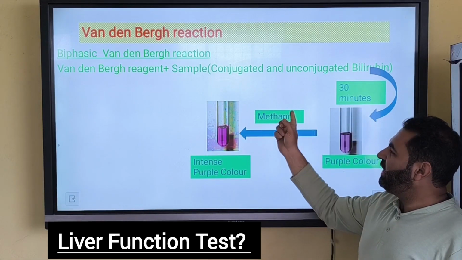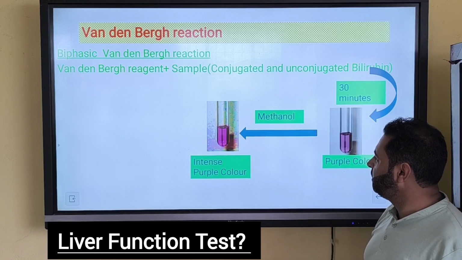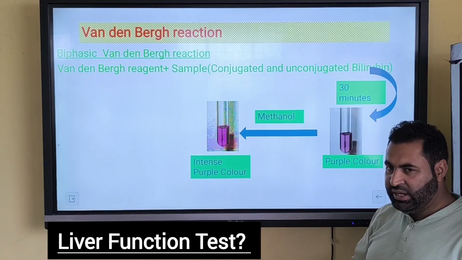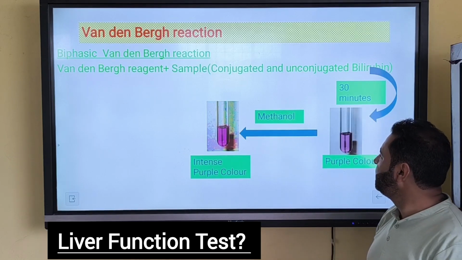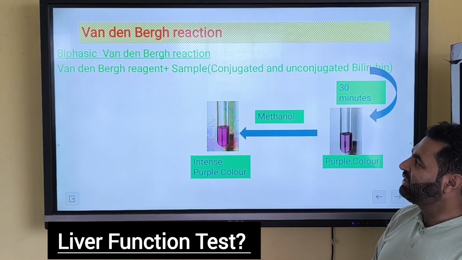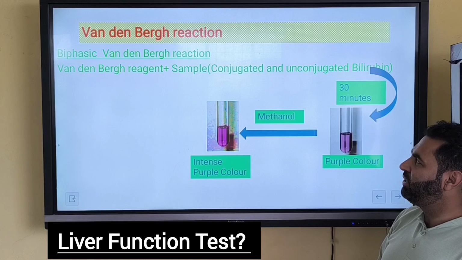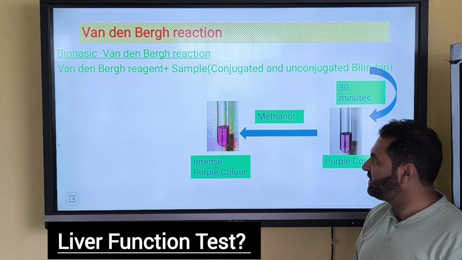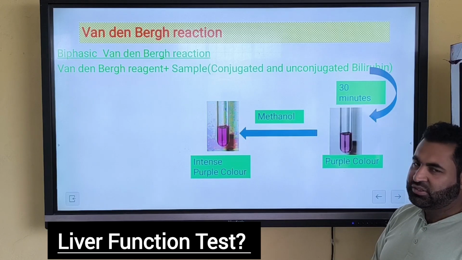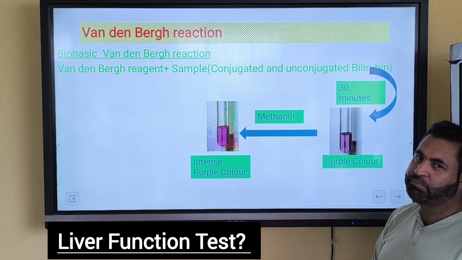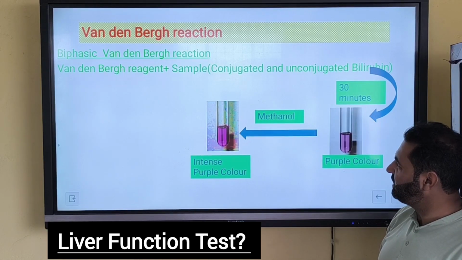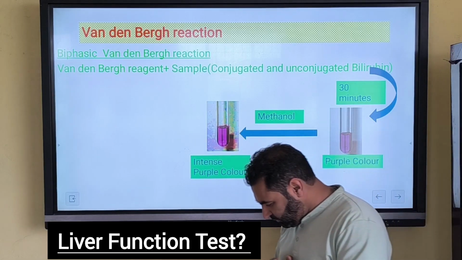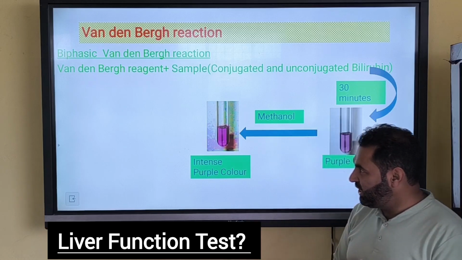Then if we will add methanol, what will happen? This purple color will intensify. It will increase in intensity. So that is called biphasic Van den Bergh reaction. So this biphasic Van den Bergh reaction tells us that the sample contains both conjugated and unconjugated bilirubin.